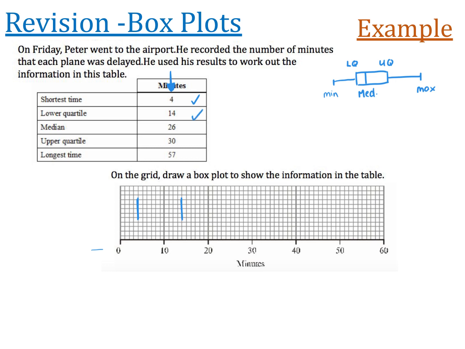The median is 26. So 21, 2, 3, 4, 5, 6. And then the upper quartile is at 30. And the longest time was 57, so I'm going to count backwards from 60, 59, 58, 57. You join up the middle 3 in a nice rectangle, again, probably with a ruler, and then you draw the arms out to the sides. And that's about it. That's all they're looking for on that.